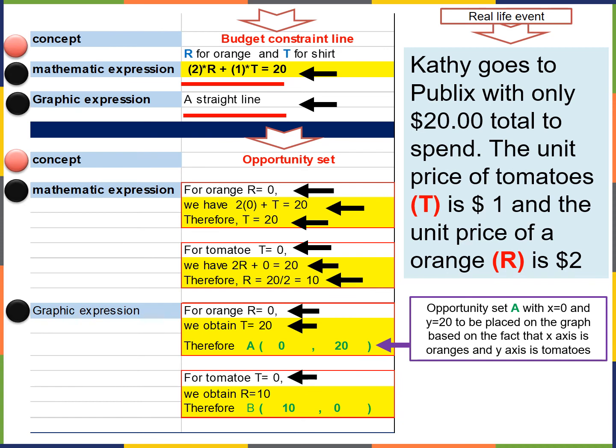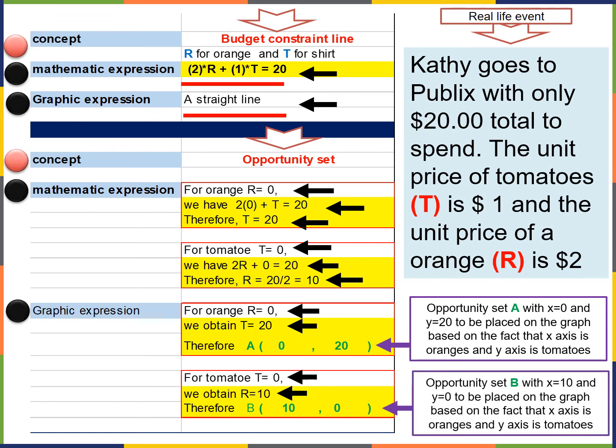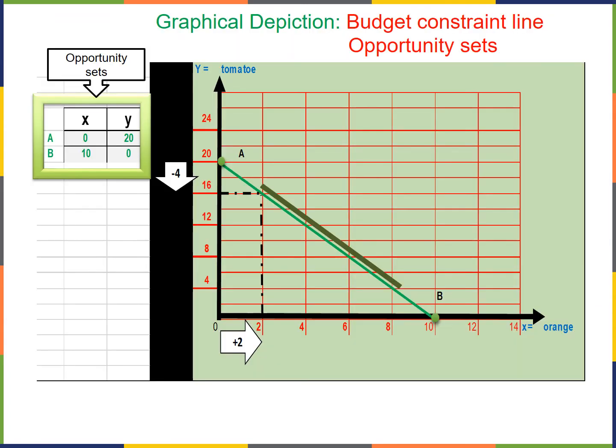If I summarize my second purchase, where I consider that I wasn't purchasing any tomatoes, therefore T equals 0, the calculation above tells us that I can only purchase 10 oranges. That leads to the opportunity set B, which is 10 x, 0 y, because x's are oranges and y's are tomatoes. Here is the graph to pretty much represent everything that we computed above.